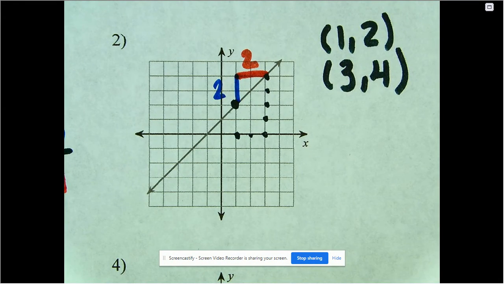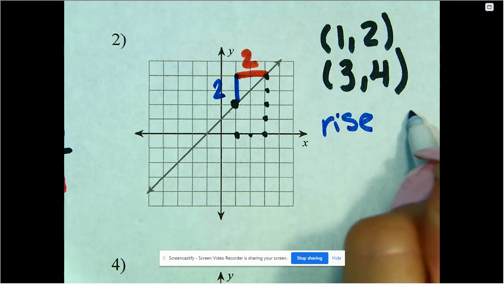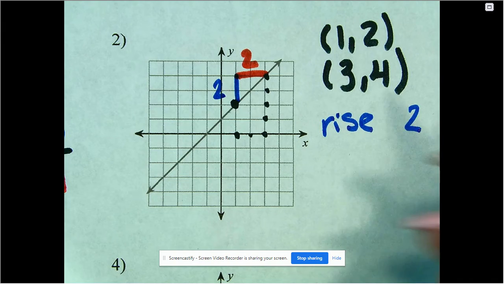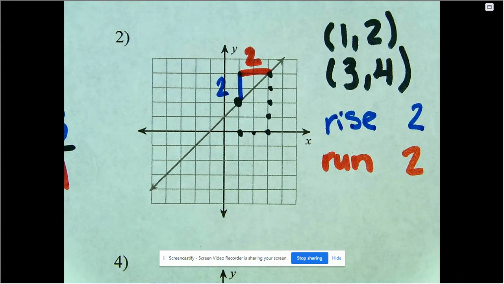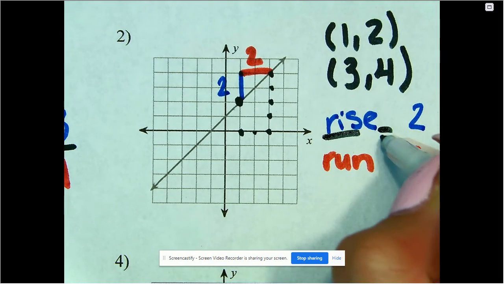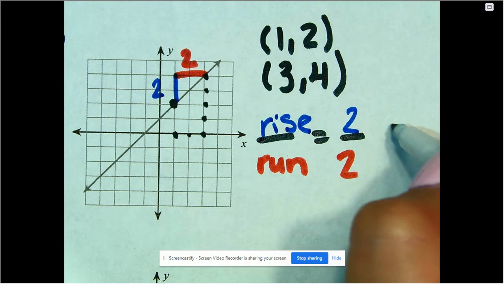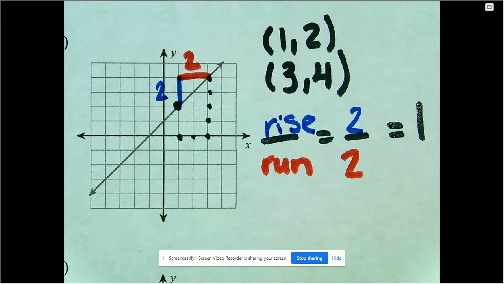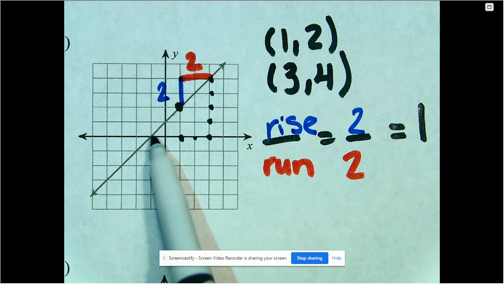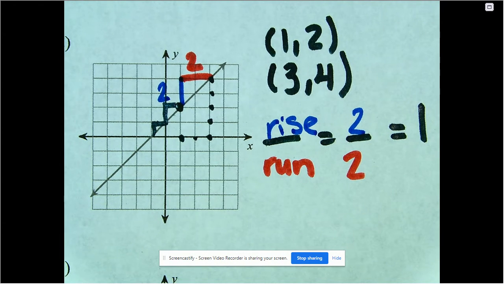So again, I'm going to put the rise over the run, and my rise was 2. The run was 2, and so this time I need to simplify that. So 2 over 2, you can leave as 2 over 2, but this is also 1. So up 1 over 1 would have also given you the exact same slope. Like if I went up 1 over 1, up 1 over 1, I would hit the same points.